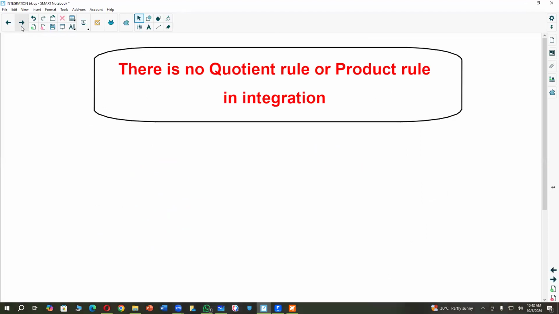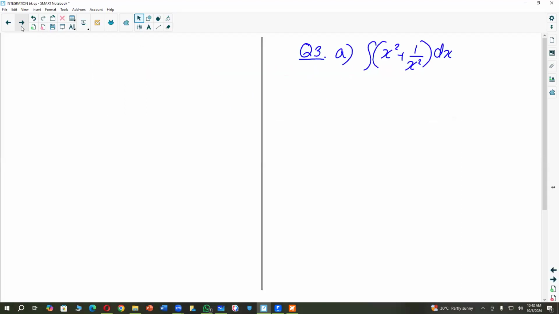Alright, done. So this is the point here. Now we move forward to question number 3A. Question number 3A. Now copy this question.